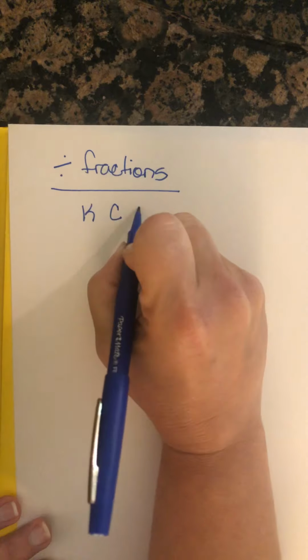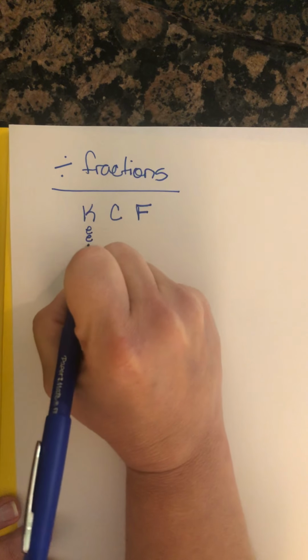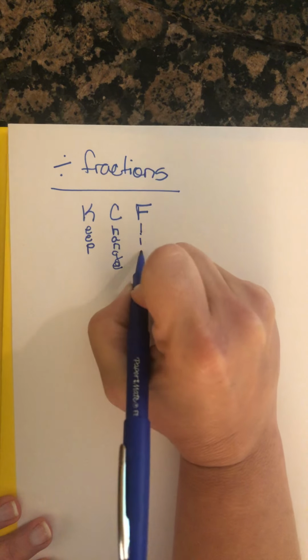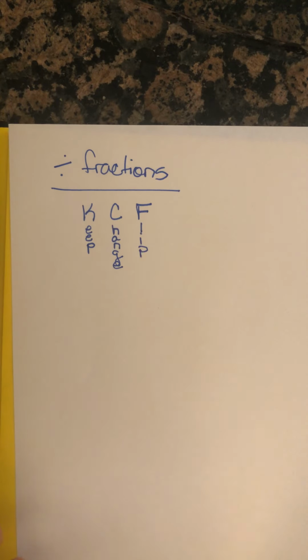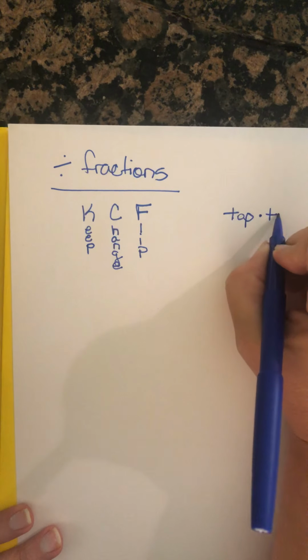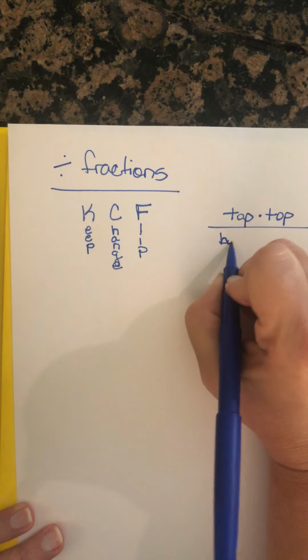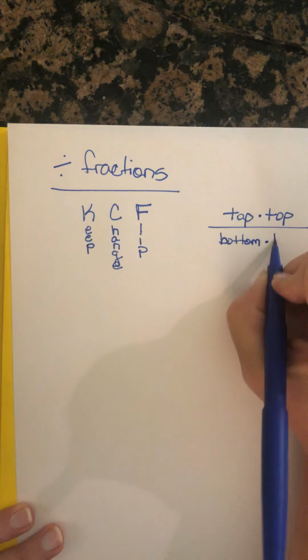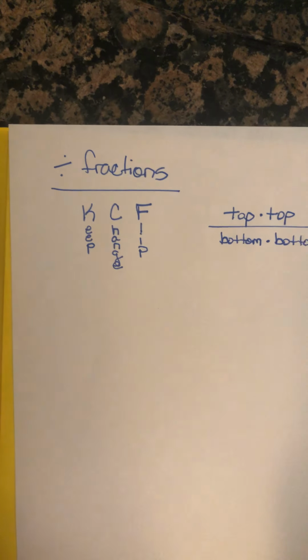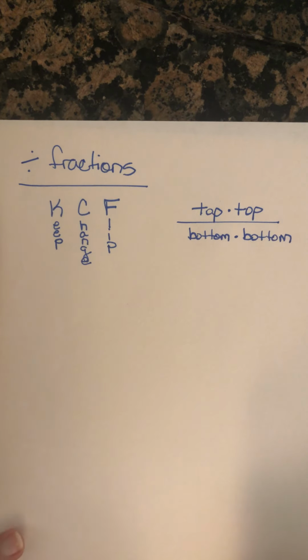So now let's do dividing fractions. We have a rule, which is the KCF: keep, change, flip. Once we keep, change, flip, then we go right back to our multiplication rules, which is top times top and bottom times bottom. So again, with this one, you can simplify first or you can simplify after.